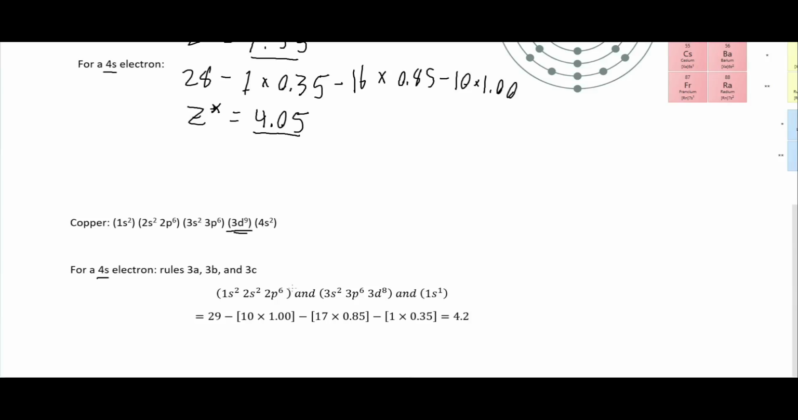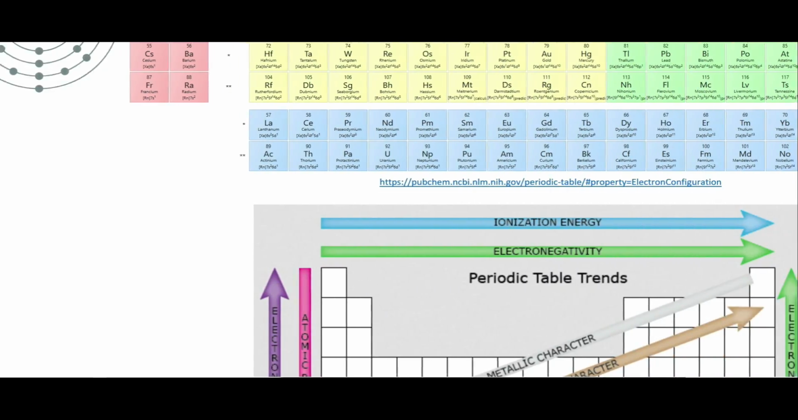And so we're adding another proton, but we're also adding another electron to shield it. But we see that this has an effective proton charge of 4.2, which is higher than the 4.05. And so this is actually important for a lot of what are called periodic trends. And so I actually have that down here.